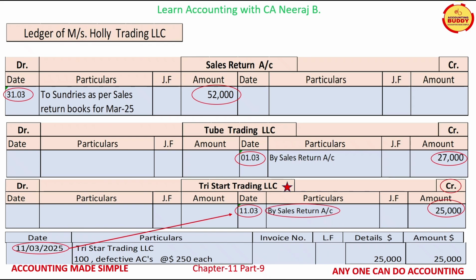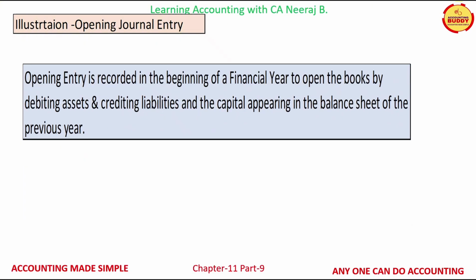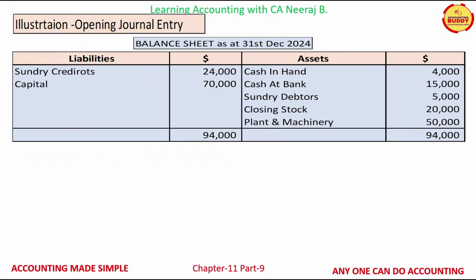the particulars column. Let us further understand the opening journal entry with an illustration. A specimen of a balance sheet of a business as on 31st December 2024 is displayed on your screens. Left hand side of the balance sheet is liability side. On liability side, we have sundry creditors of $24,000 and capital of $70,000, making a total of $94,000.